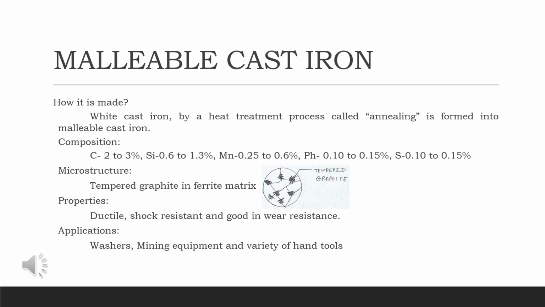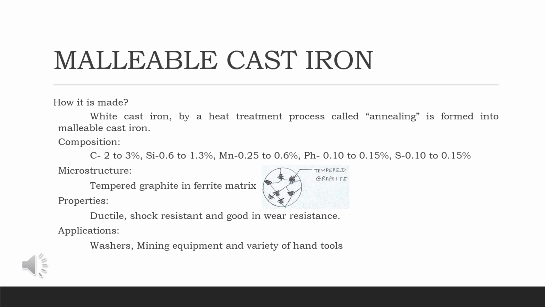Malleable cast iron is formed from white cast iron by a heat treatment process called annealing. Normally, the annealing temperature will be 30 to 40 degrees Celsius above the upper critical temperature, that is the A3 temperature. And here I have given you the composition of malleable cast iron.